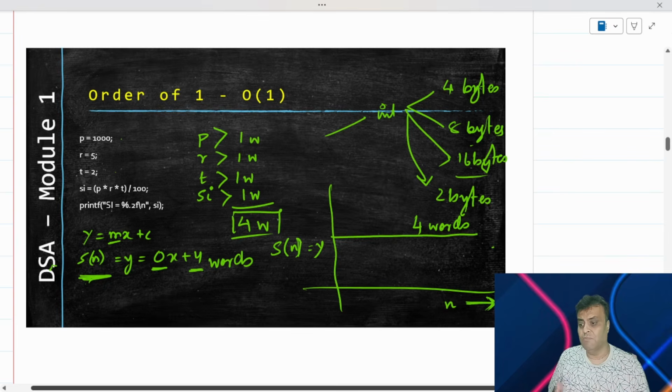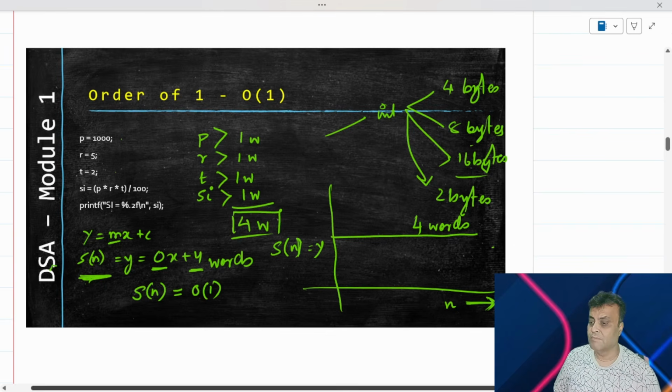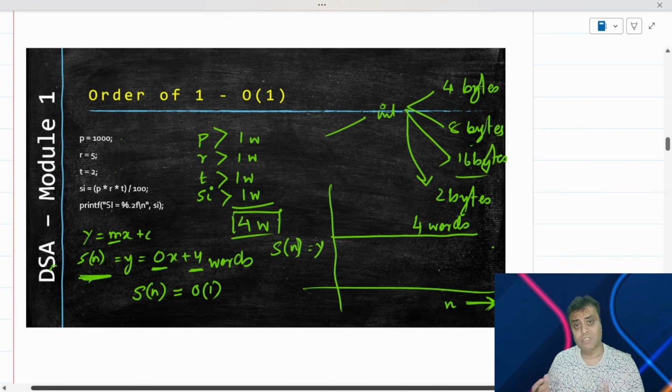So that means that I'm actually executing myself in a constant amount of space. If I'm executing myself in a constant amount of space, then I will write my space complexity as an order of 1 again. As simple as that. I will write it as an order of 1 again because my space taken is constant as far as this particular algorithm is concerned. It will always take 4 words. No matter however you execute it, how many times you execute it, it will always take 4 words.